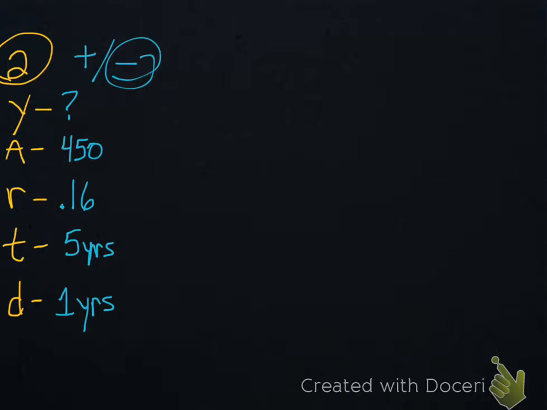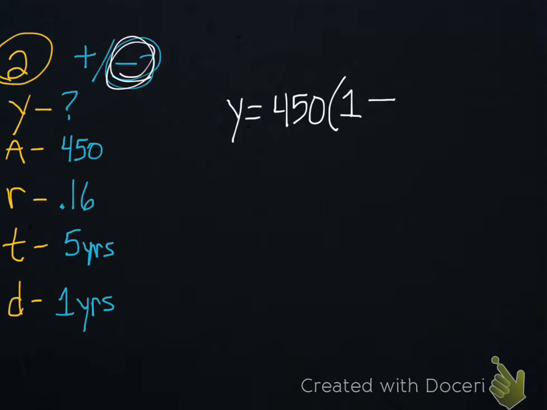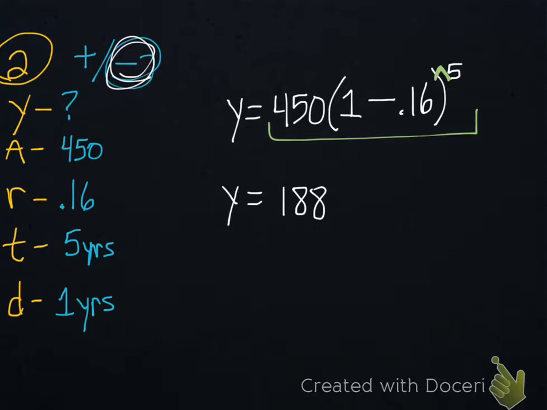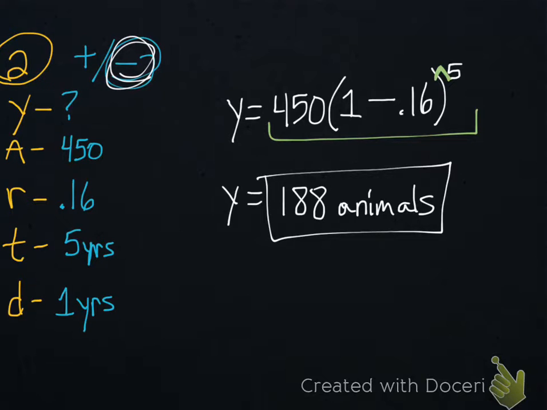Let's plug everything in. Y equals 450 parenthesis 1 minus. Remember, it's a minus this time. 0.16 raised to the 5th power. Now, if we plug it all in exactly in the calculator, remember, if you don't know how to do 5th power, you just do that little caret hat symbol, not a big deal. We plug it in the calculator, we get what? 188 animals. Remember, no decimal animals. I don't care if they're pregnant or they only have 3 legs. It's still a whole animal or no animal at all.